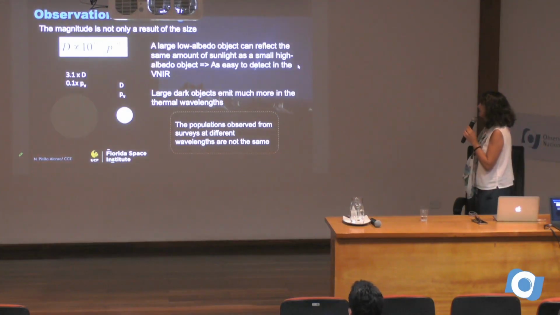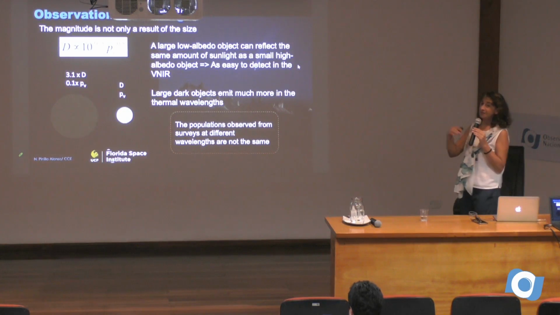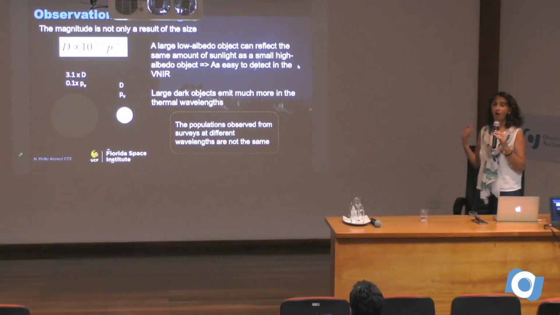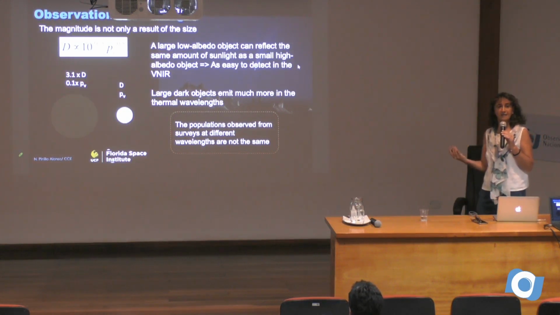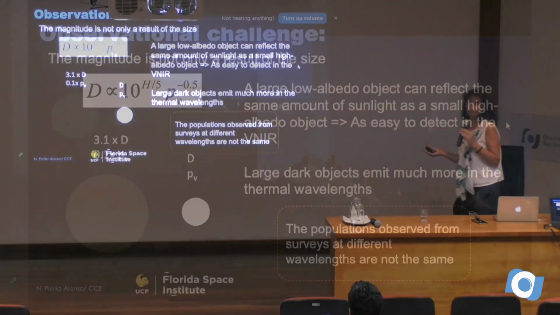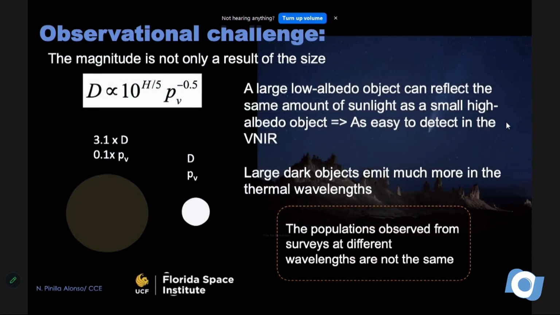Another challenge, as I was mentioning before, is that one parameter to know how bright an object is for us is the amount of light that they reflect from the light that they receive from the sun. We are not studying objects that emit their own light. They are reflecting a standard candle, that is the sun.